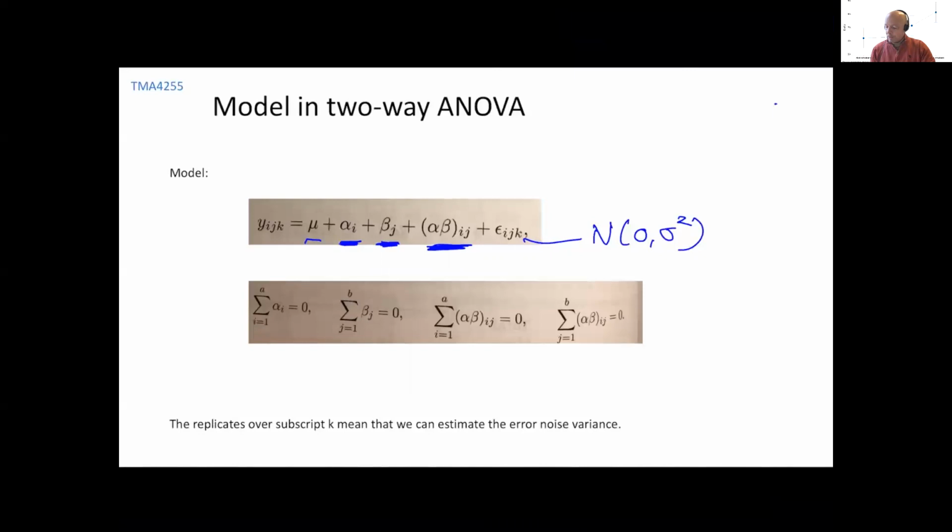Yeah, so now you see there's a lot of indices here, i, j, k, and if we started to have more factors, it would be i, j, k, l, m, n. So that's a lot of indices. So then you might start doing something different. Say you only have a few levels for these factors.